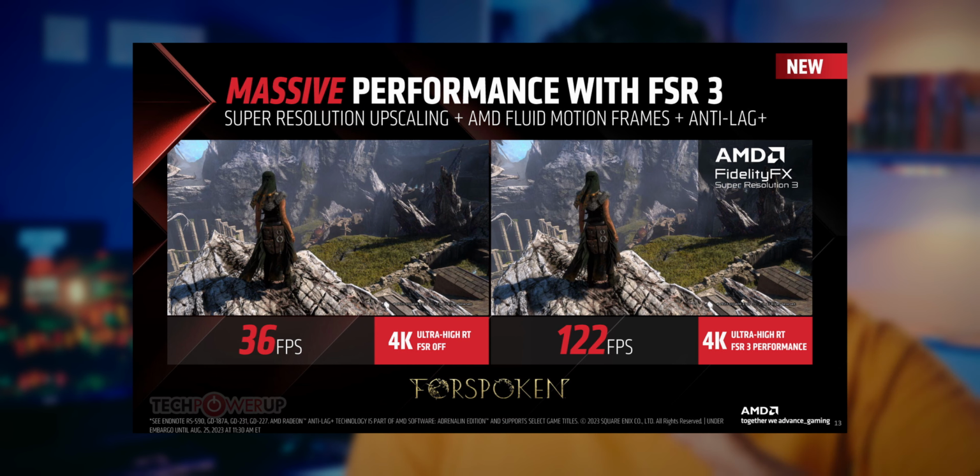FSR 3 is AMD's new super resolution upscaling technology, but this time AMD is adding some new features to FSR and implementing them in a very different way so that it can be super competitive against its competitor. One of the biggest things coming with FSR 3.0 is AMD's frame generation technology, and I think they are calling it Fluid Motion Frames.